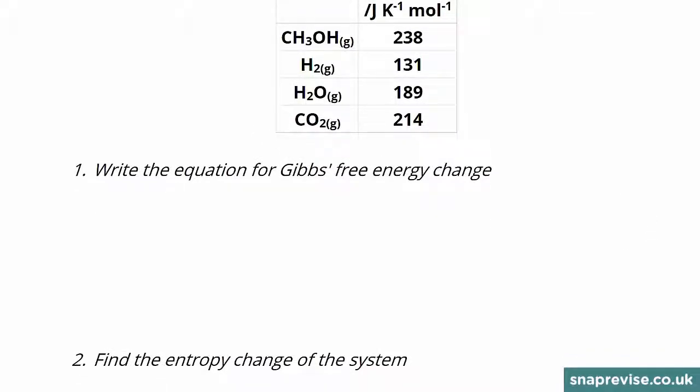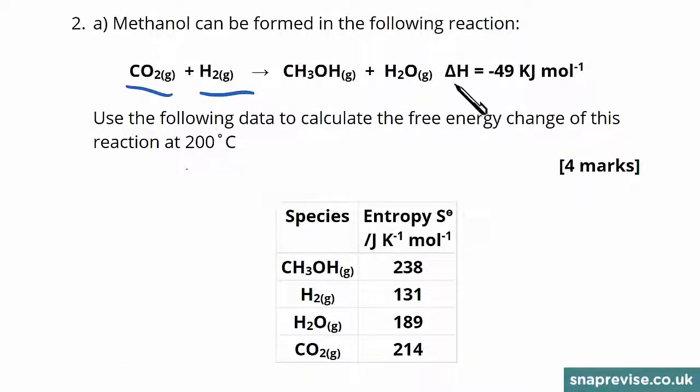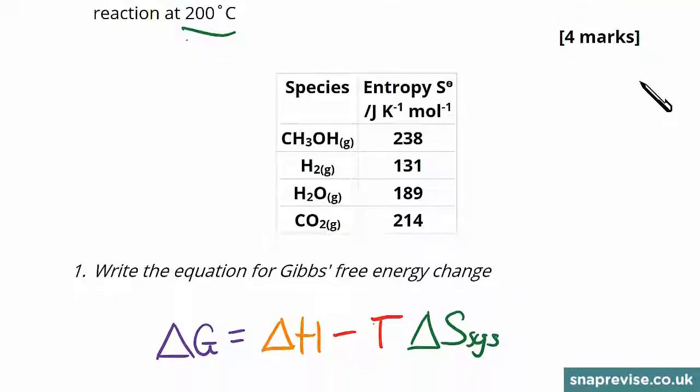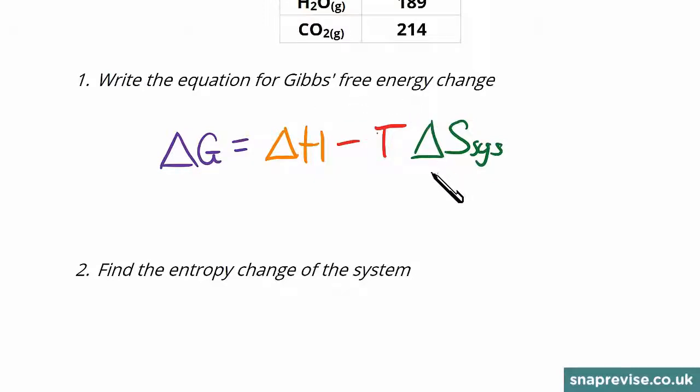When you're starting out here, it's a good idea to write down the formula for the quantity they're asking you to calculate. So if we write down the formula for the change in Gibbs free energy, it's given by the change in enthalpy minus the temperature times by the change in entropy of the system. In the question, we're directly given the change in enthalpy of the system and the temperature at which the reaction takes place. So the first value we need to calculate to be able to find the Gibbs free energy change is the change in entropy of the system.